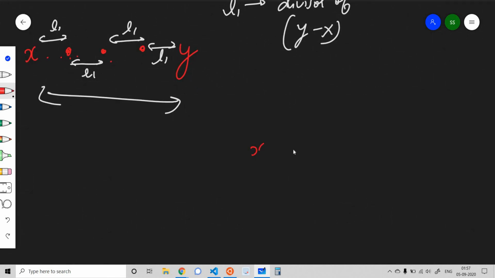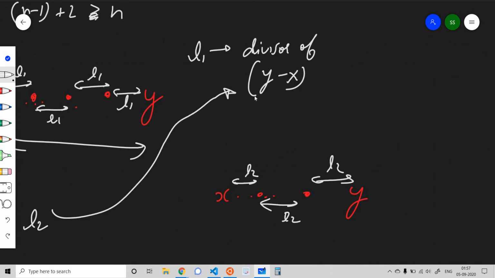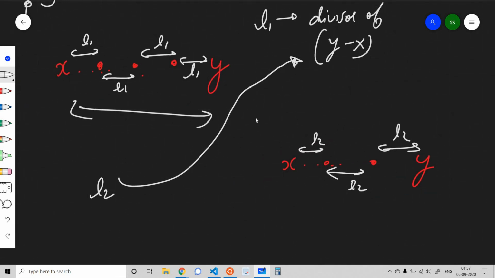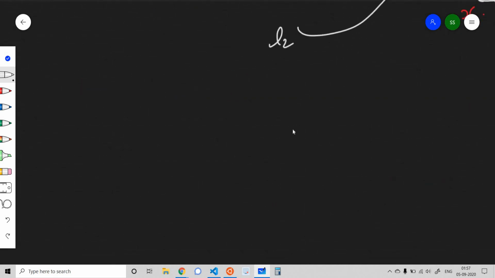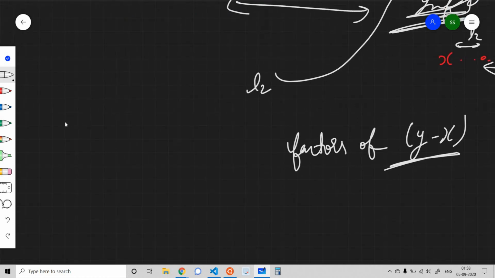And suppose we placed only two elements in between x and y, and let's say the difference here is L2, then L2 should also be a divisor of y minus x. So we can use this observation to get our answer. Now the first thing we would do is find all the factors of y minus x.